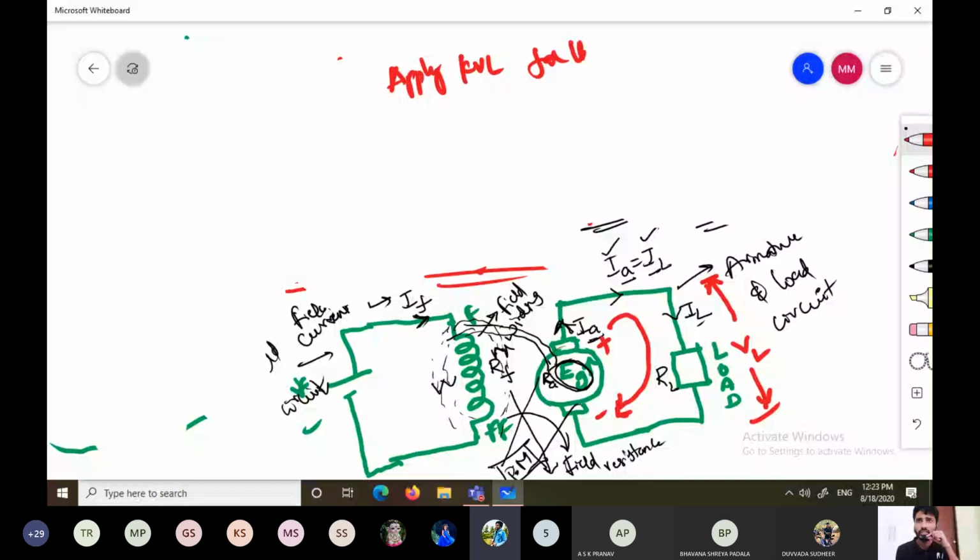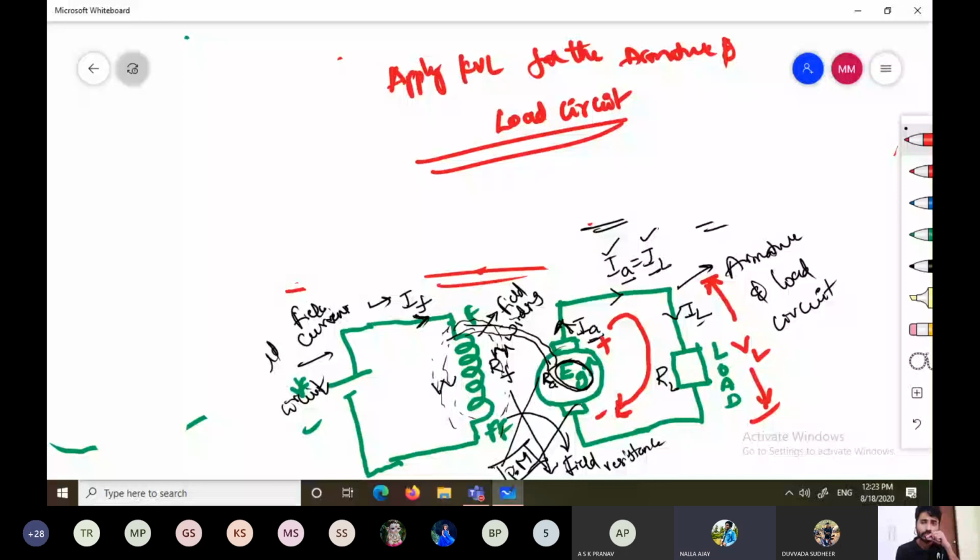Armature and load. Tell me. RA into IA is equal to RL into IL, sir. Are you telling the KVL equation already? I will tell it, wait. Yes, sir. Okay, now apply KVL for the armature and load circuit.